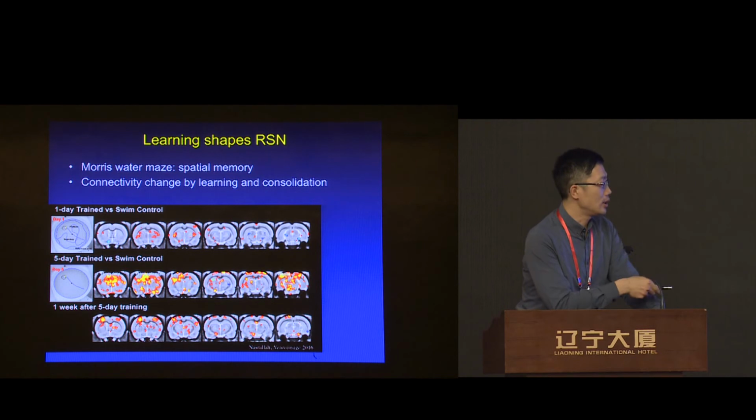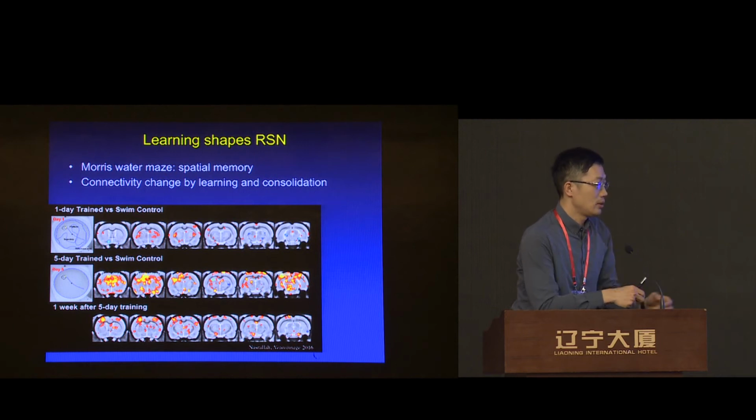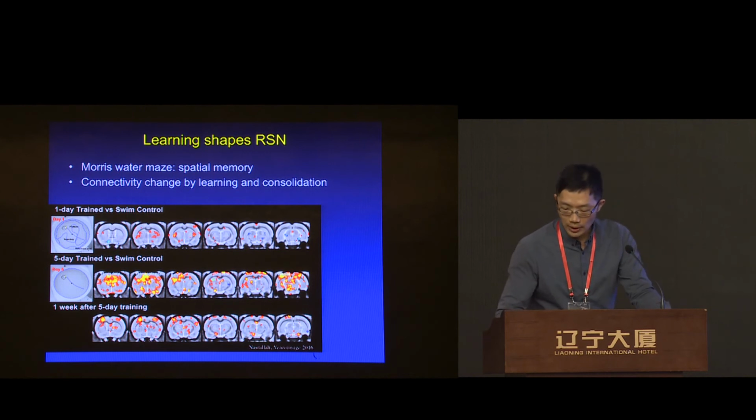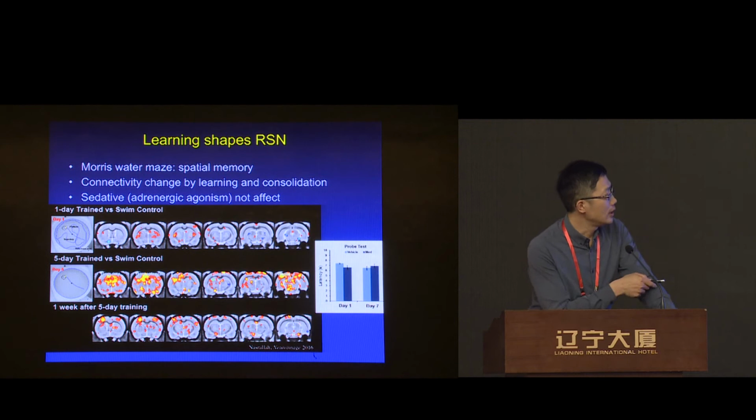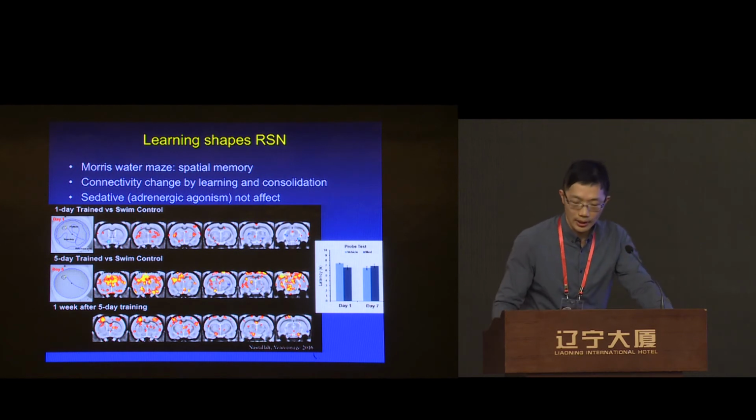And if we track the same animal over 1 week, you see the functional connectivity start to migrate toward the cortex. So it seems to demonstrate that the functional connectivity may reflect learning and maybe memory consolidation. We also show that the anesthesia, the sedative we use, doesn't affect the memory, because we know adrenergic agonists can affect memory consolidation.